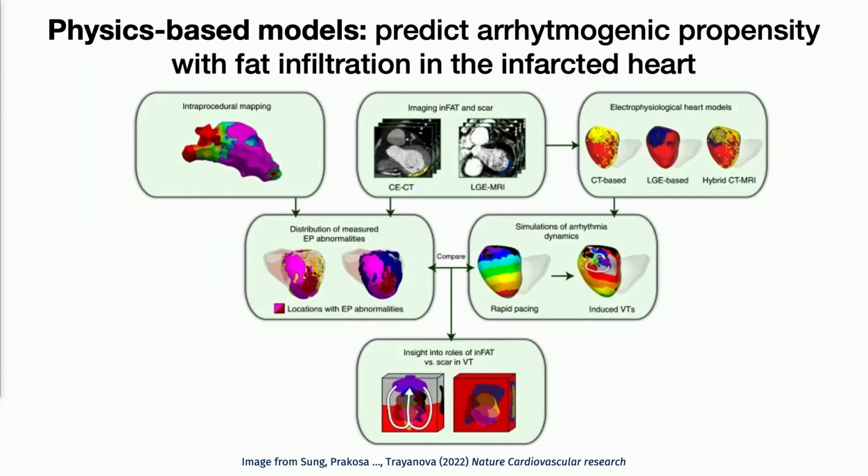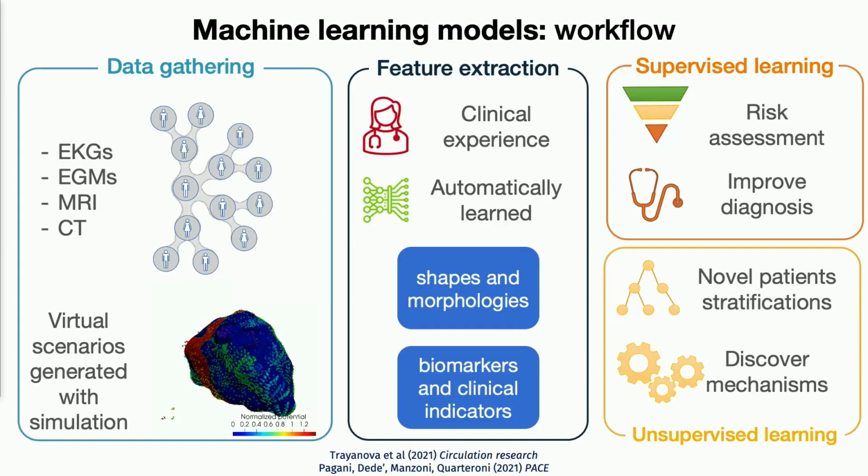Thanks to modeling and simulation, Trayanova's group is also improving our comprehension of the role of infiltrating adipose tissue, or infat, during VT. Using personalized computational heart models and comparing the results from simulation of VT dynamics with measured EP abnormalities during the clinical procedure, they demonstrated that infat, rather than scar, is a primary driver of arrhythmogenic propensity and is frequently present in critical regions of the VT circuit.